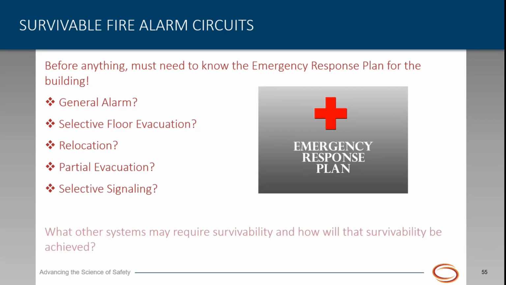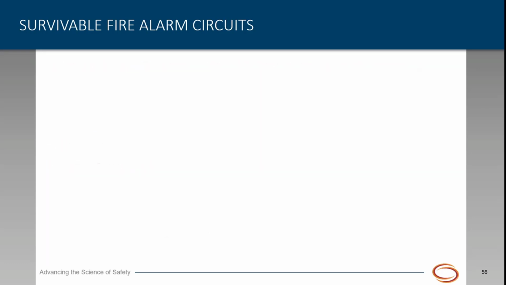It would also be good at this point to see what other types of systems are in the building, like an area of refuge system or a firefighter telephone or other systems. What are they planning? How are they going to meet survivability in the building? You may only be responsible for the fire alarm system, but if multiple systems need survivability, there may be joint solutions that are possible, and often this can be discussed with the electrical contractor or architect.